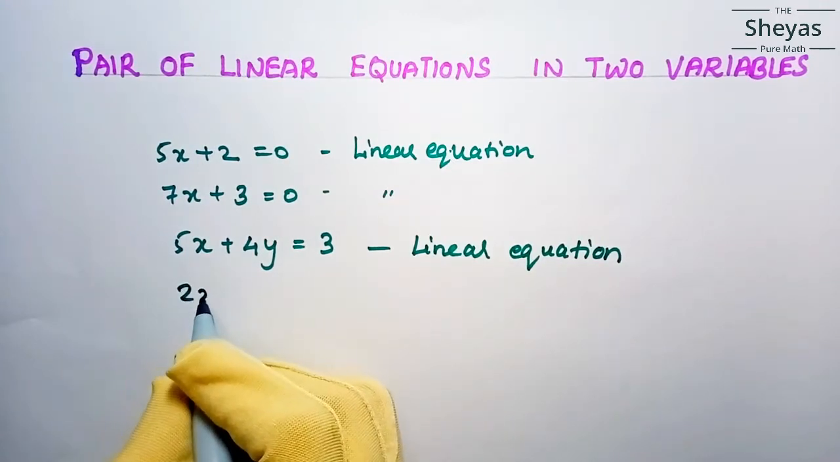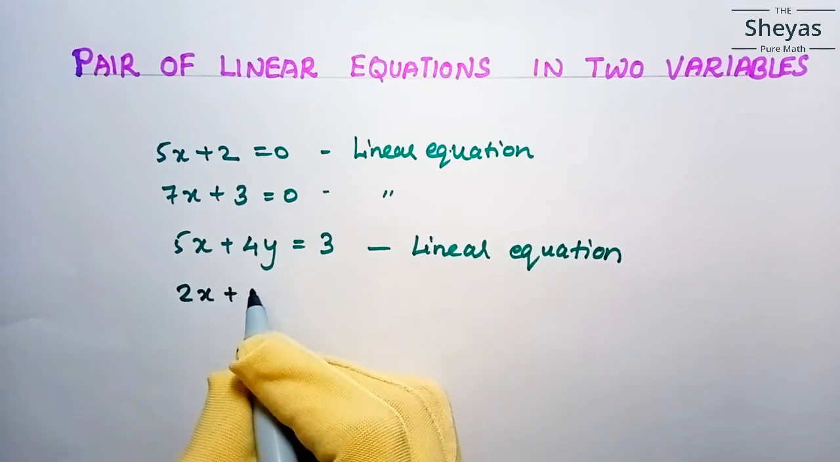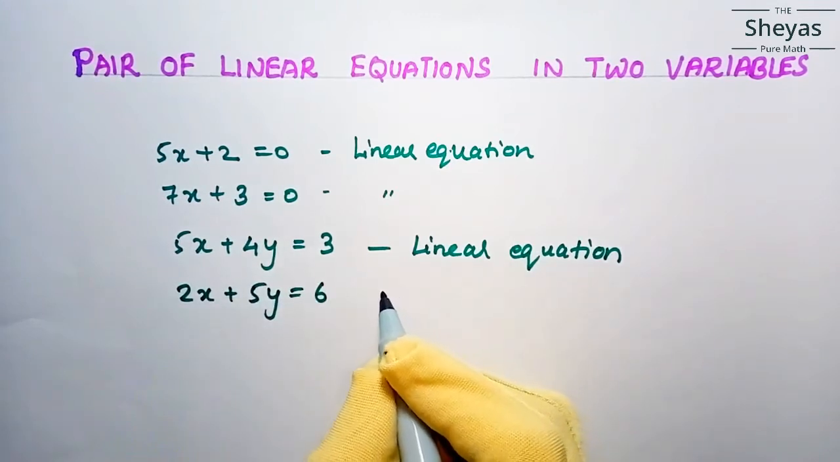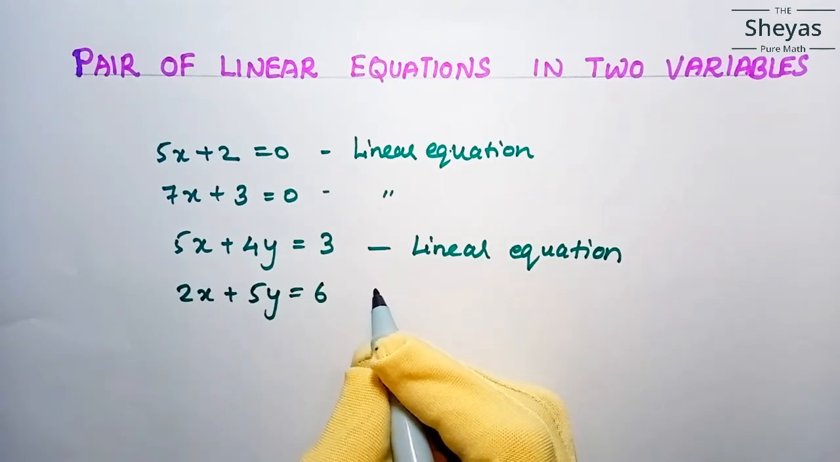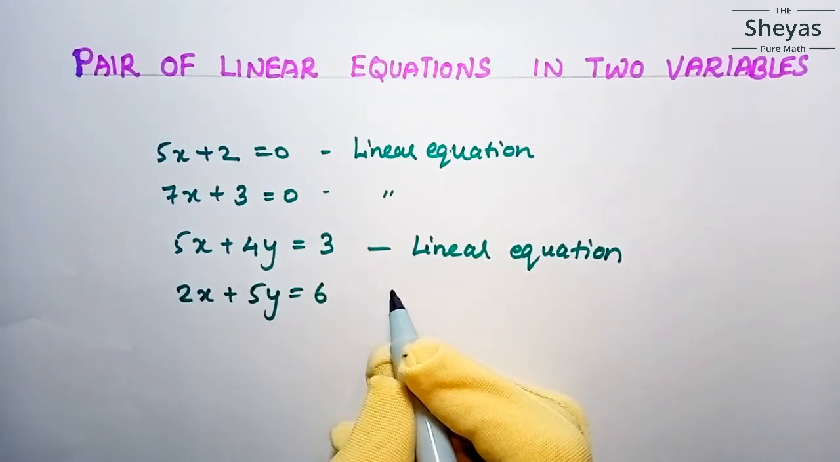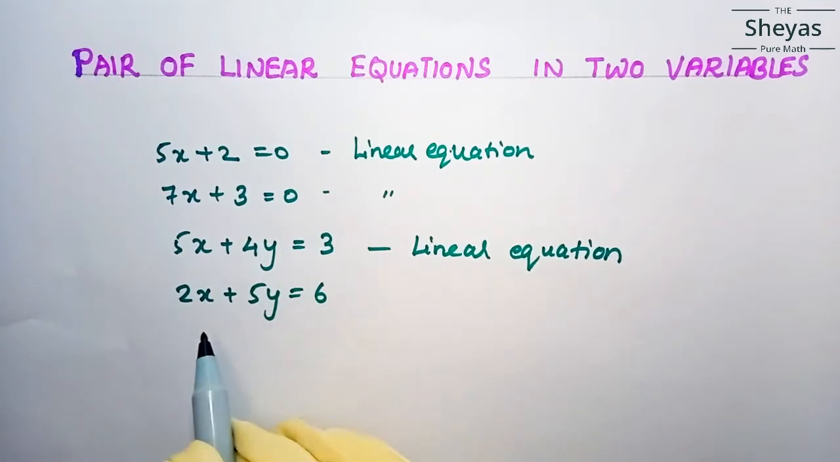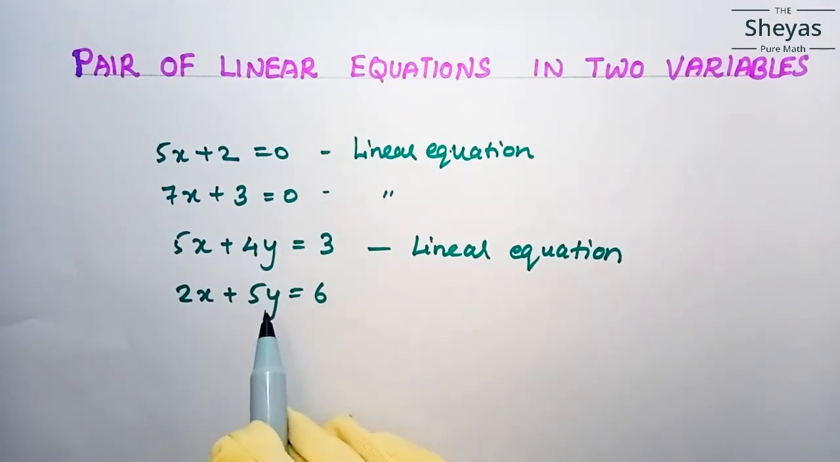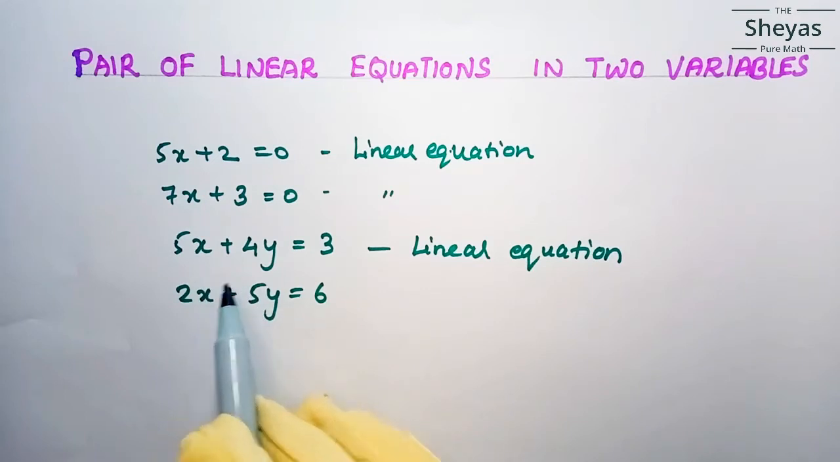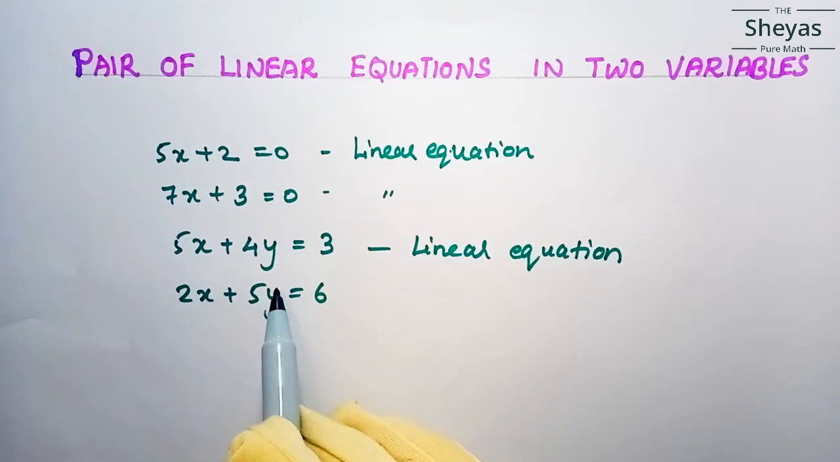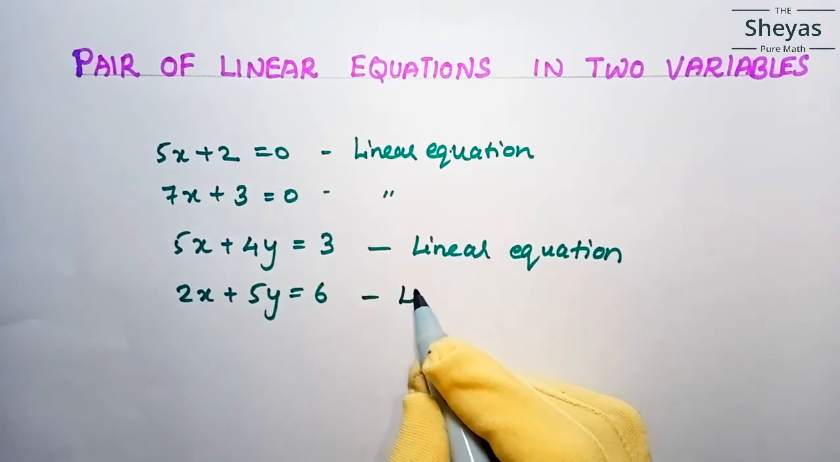Now we can see one more example. 2x plus 5y is equal to 6. So this is also a linear equation. It has two variables x and y. The power of x is 1 and the power of y is 1. So this is also a linear equation.